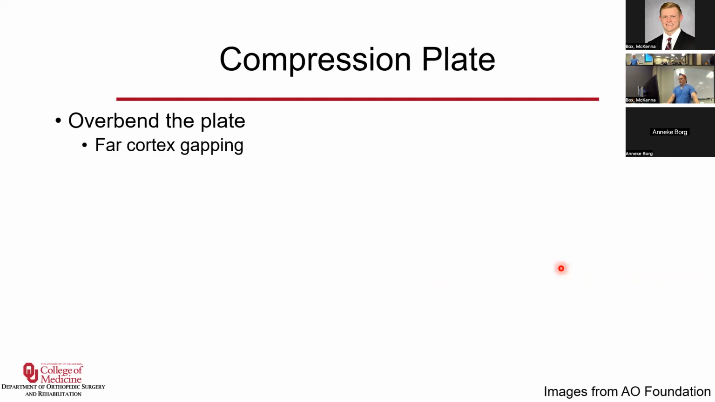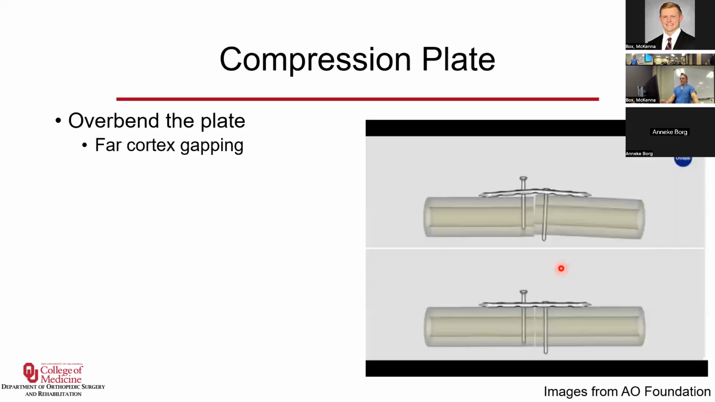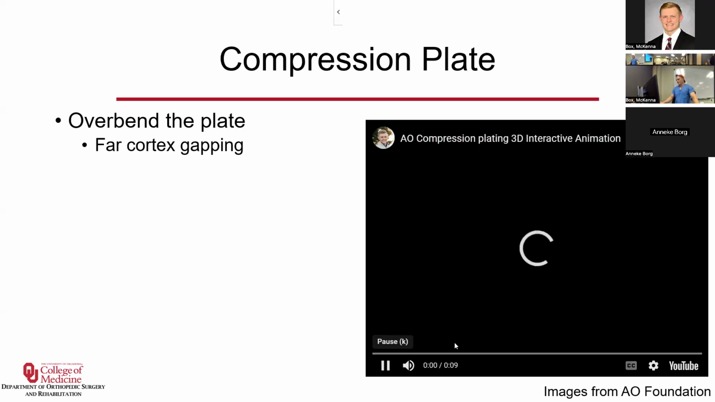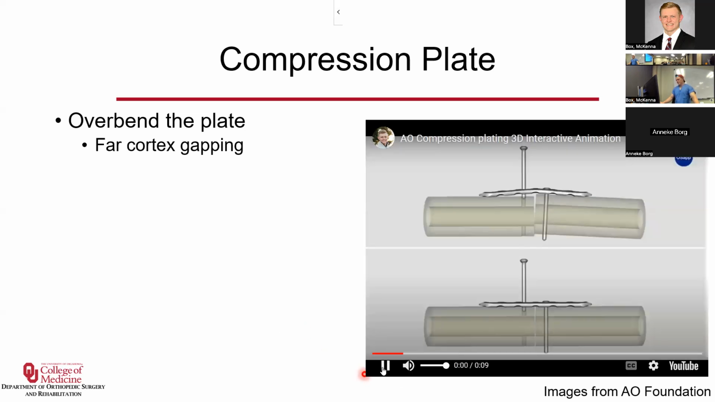And another important concept is you want to overbend the plate. So there we go. As you can see, this plate right here is flat, right up against the bone. This plate right here is overbent. This is your anchor screw that's going to be here. This is going to be the screw that you're eccentrically drilling. So this is a nice little animation, with this plate overbent and this one flat.